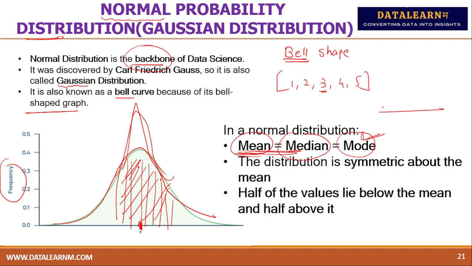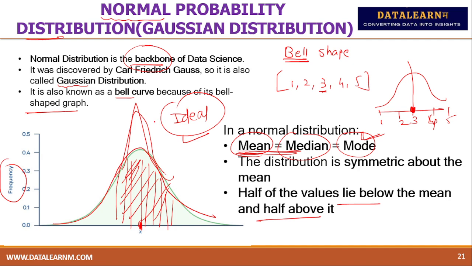What will be the mean? 3. And this value will be at the center. So it will be like this: 1, 2, 3, 4, 5. All values will be symmetric around the mean. So half of the values lie below the mean and half will lie above it. So it's like an ideal condition, we can say. Generally, it is not always followed, but if your data follows something like this, then we can call it a Gaussian distribution or normal distribution. Simple. Two words you need to remember: normal distribution or Gaussian distribution.